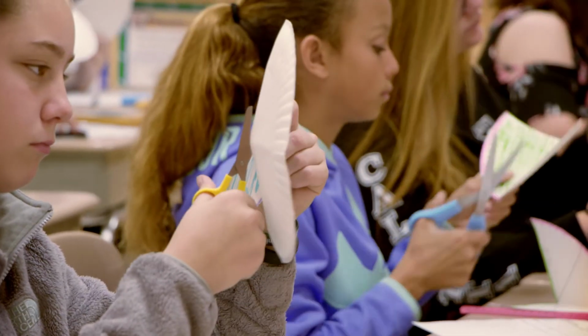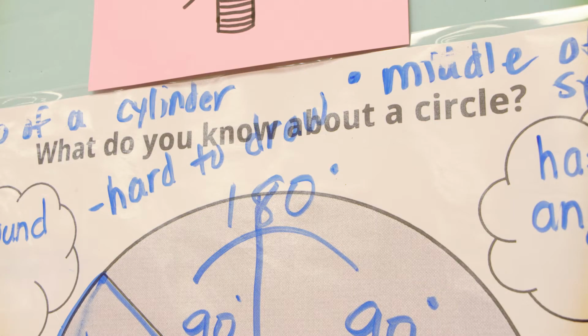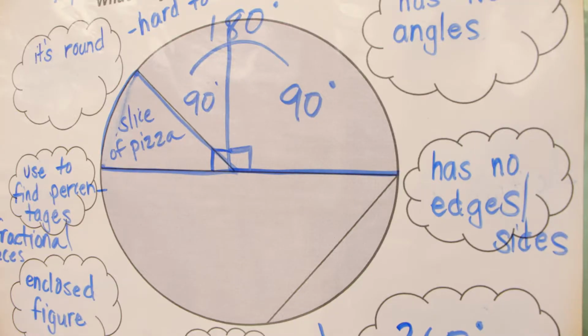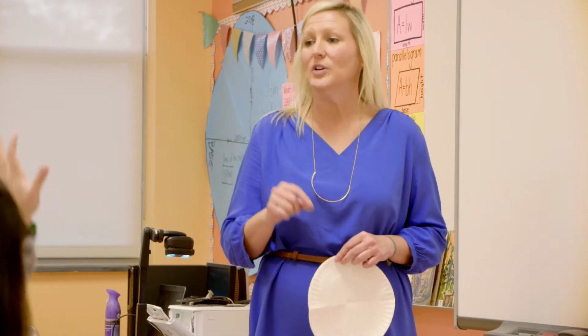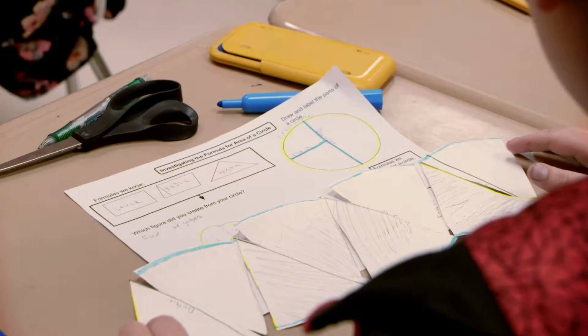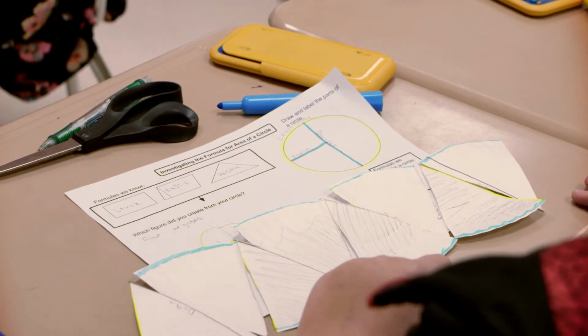We're learning about parts of a circle and formulas of a rectangle, triangle, parallelogram, trapezoid, and square. Ms. Cedar today she's teaching us about the circle and how we're going to find the area of a circle and how we are going to figure out the diameter and the radius.